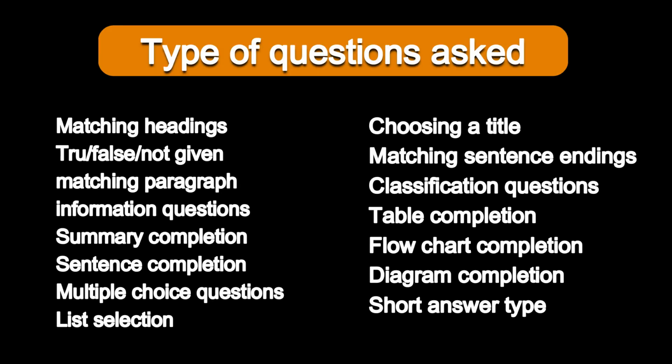The types of questions asked will be matching headings, true or false or not given, matching paragraph information questions, summary completion questions, sentence completion questions, multiple choice questions, list selection, choosing a title, matching sentence endings, classification questions, table completion, flowchart completion, diagram completion questions, short answer type questions. So these are the different types of questions which can be asked in the reading section. The candidate has to read the passage carefully and answer these questions.